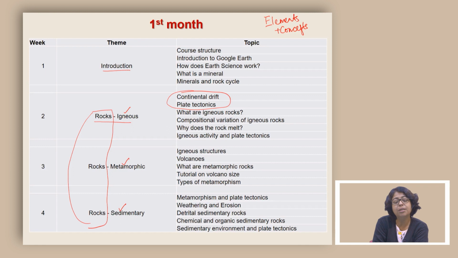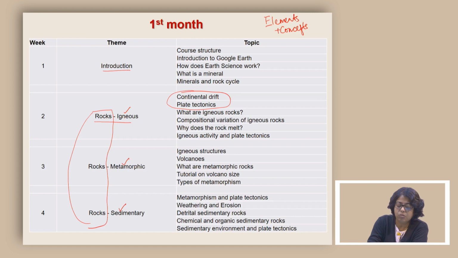But as I mentioned at the beginning, every time we will try to link these elements to a concept, and therefore every time we talk about a particular rock, we will finally try to link it to our general concept of plate tectonics.